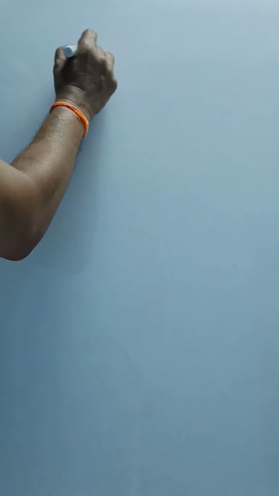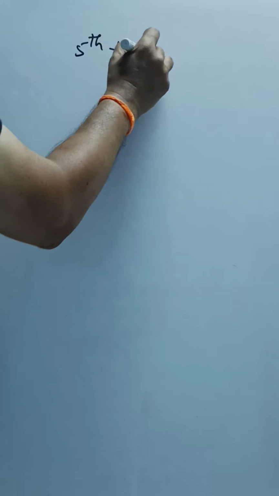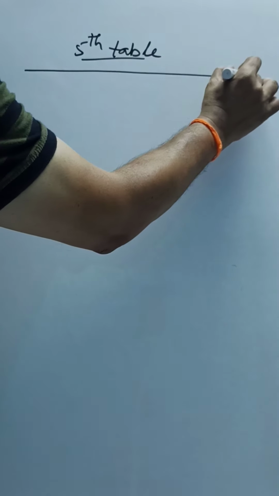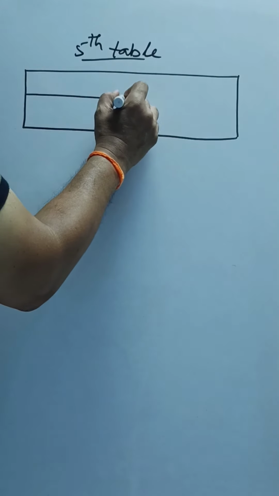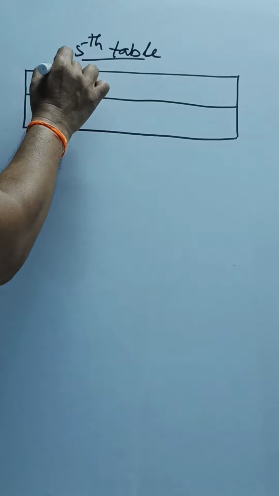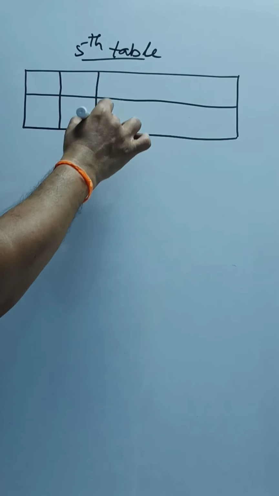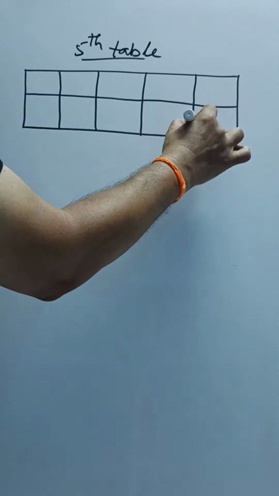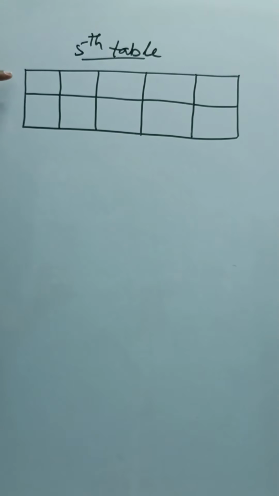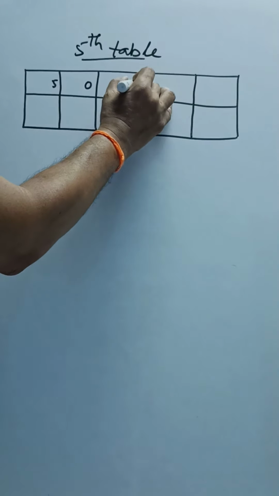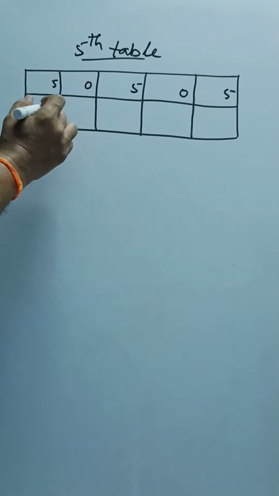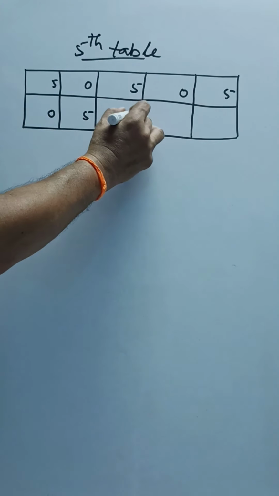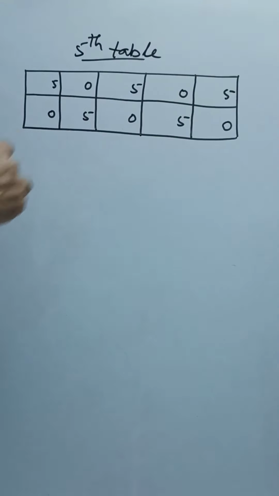Now we will learn the fifth table. Draw one horizontal box and divide it into 2 horizontal rows and 5 vertical columns: 1, 2, 3, 4 and 5. The first row I am going to fill with alternate 5 and zeros: 5, 0, 5, 0, 5. Coming to the second row, with 0, 5, 0, 5, 0.